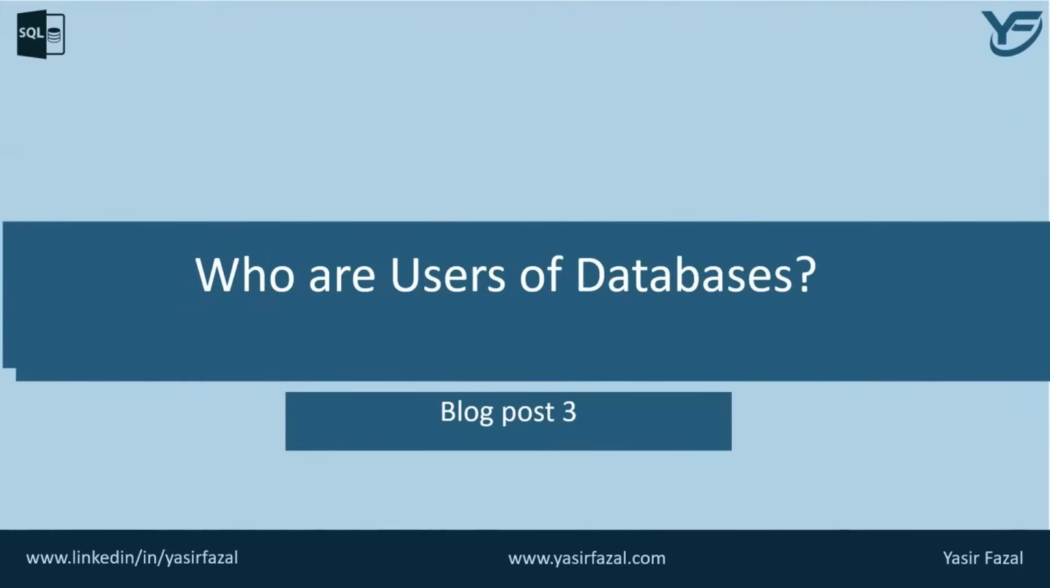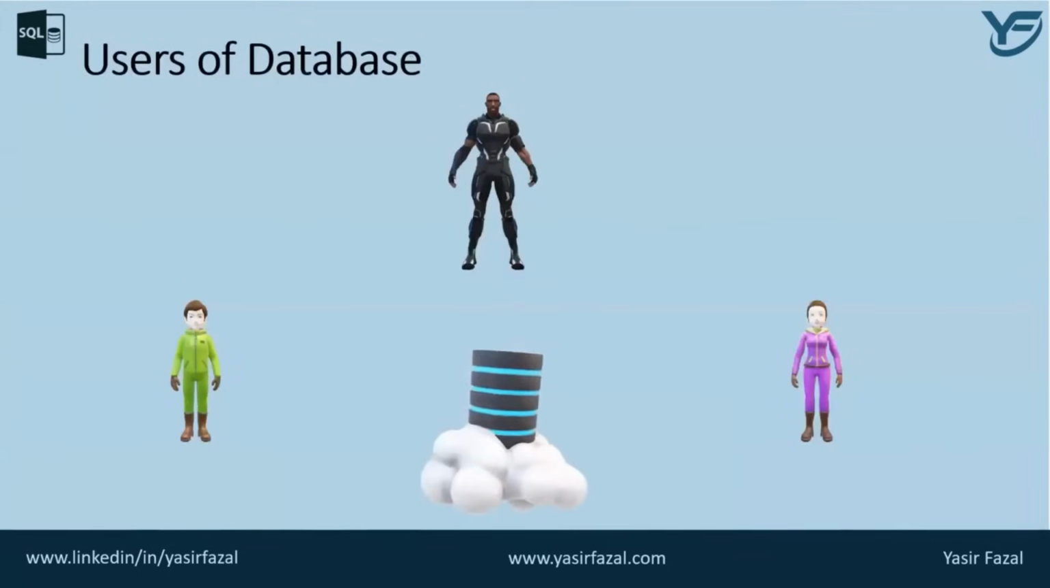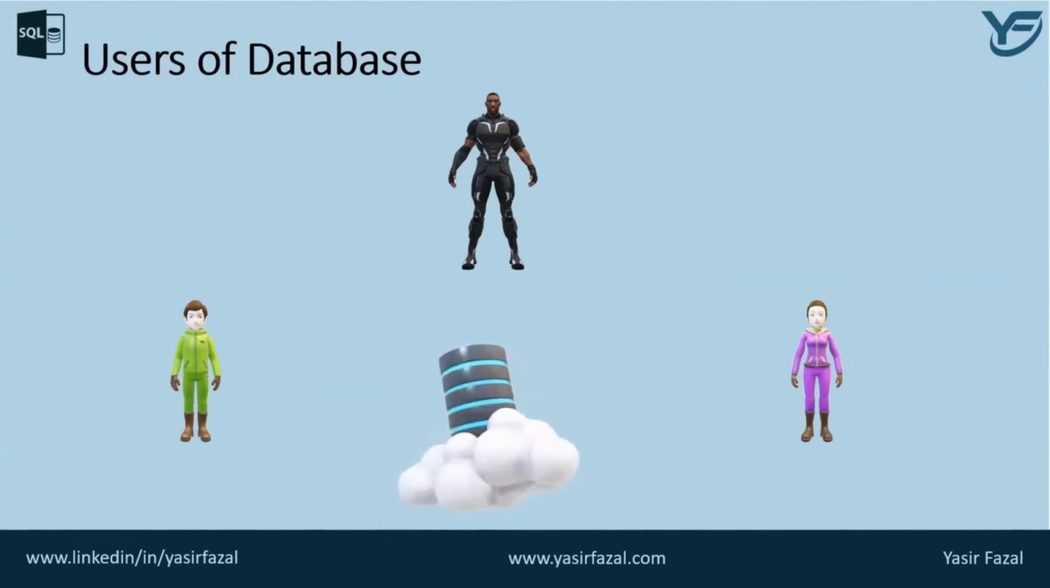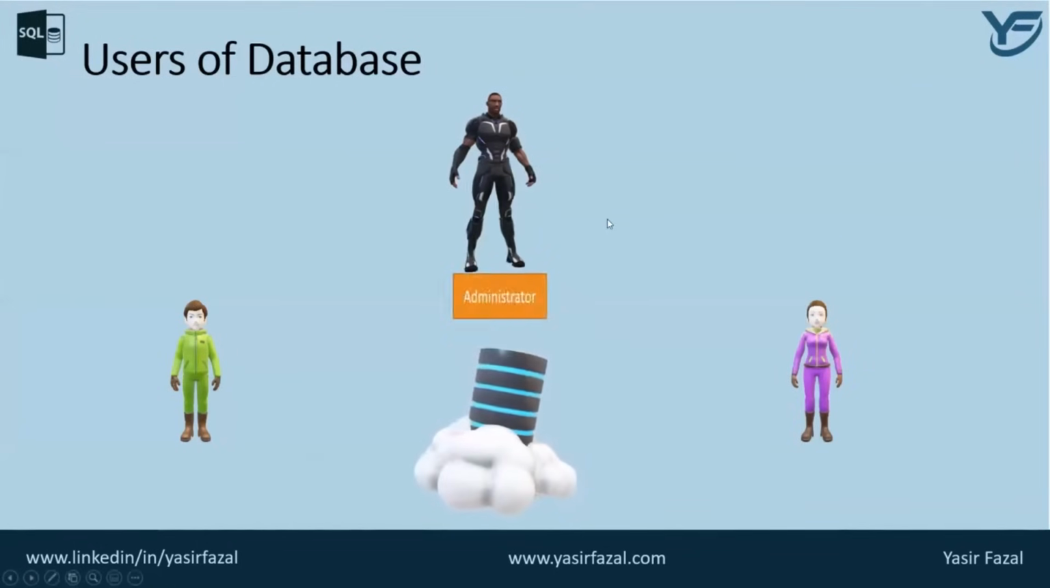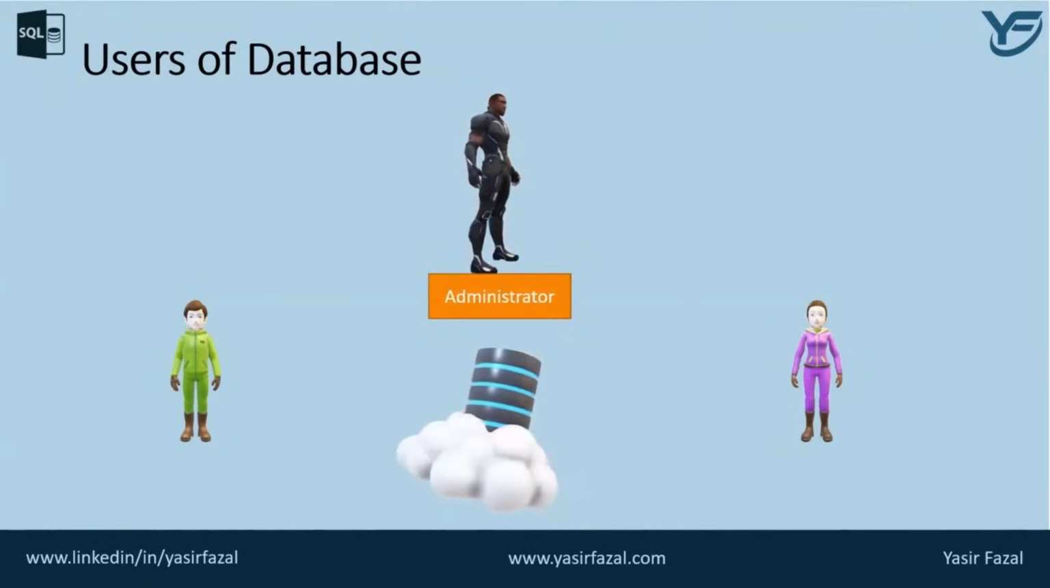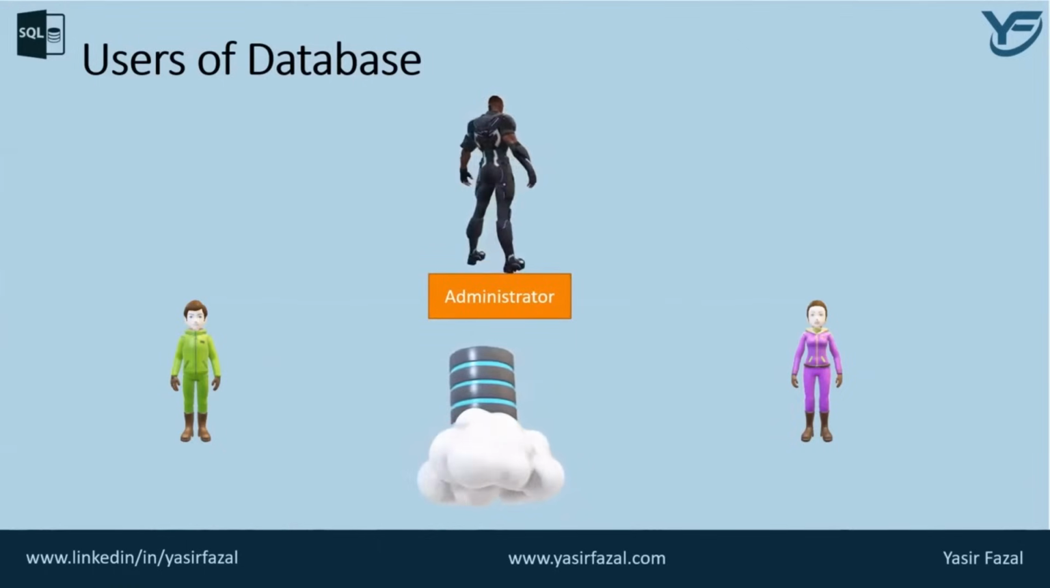So let us start. As you can see, there are three dummies that I am showing, and they are shown as the users of the databases. And in the center, the rotating image is basically the DBMS, or database management system. So the first one is the administrator. Administrators basically maintain the database management systems, and they are responsible for administrating the database.